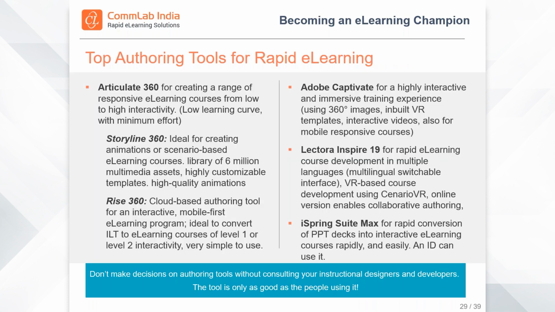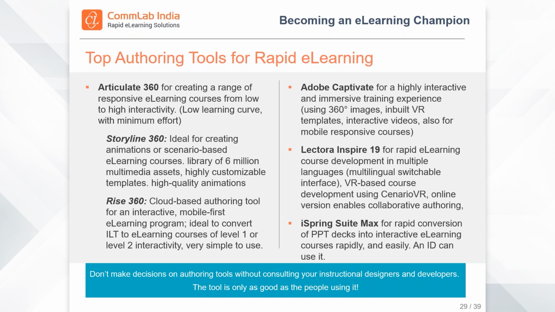So between all these choices, there are some popular authoring tools in the market that we use, which are very popular among e-learning developers. One of them is Articulate 360. It's a suite of tools that is used for creating a range of responsive e-learning courses from low to high interactivity. It comes with two e-learning authoring tools. One is Storyline 360 and one is Rise 360.